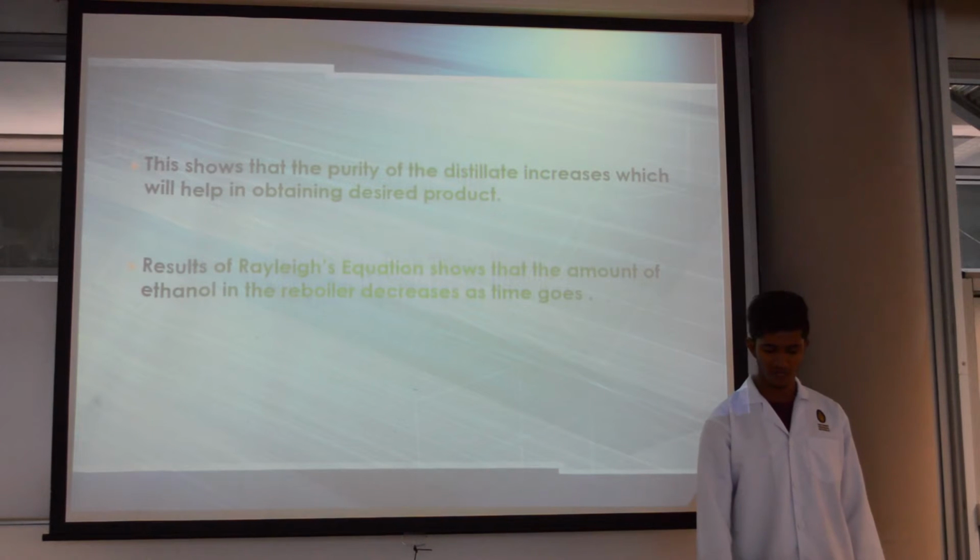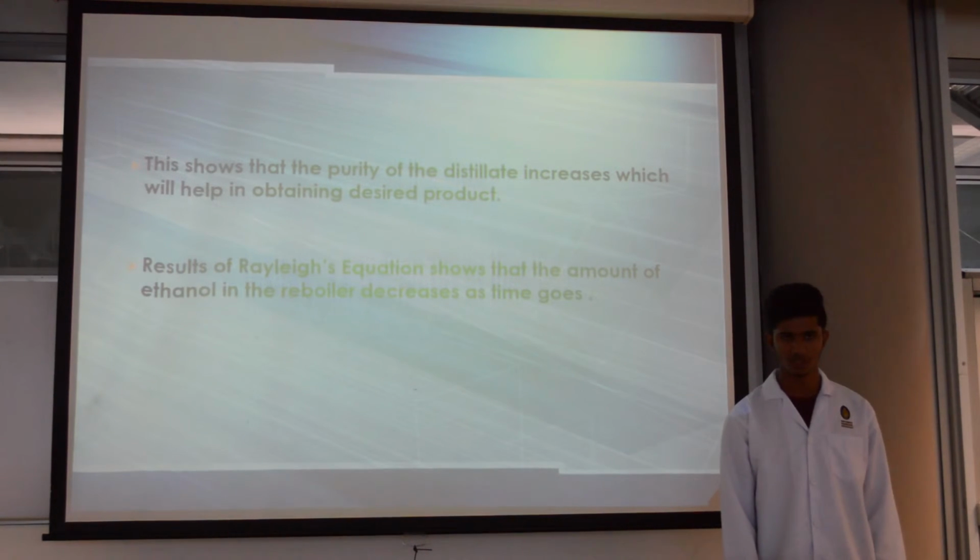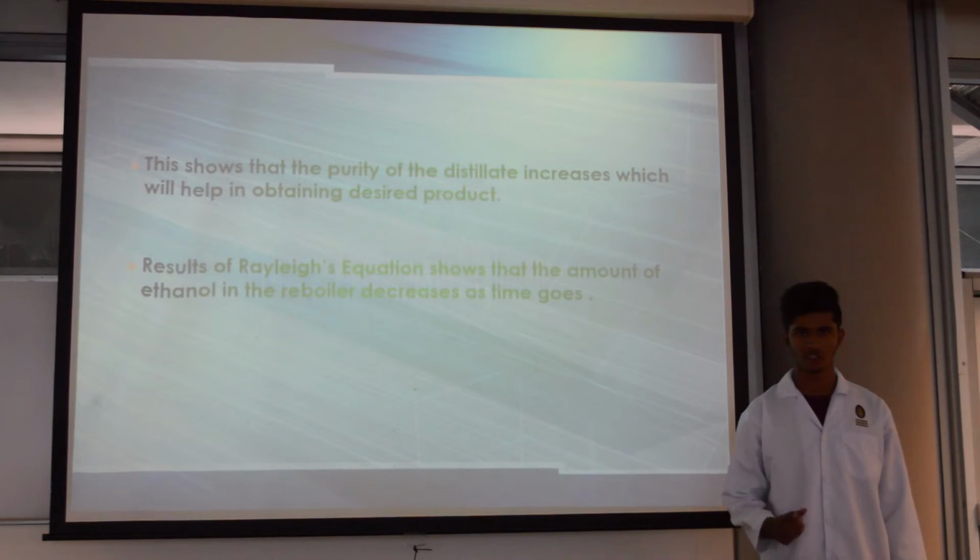And the results of the Rayleigh equation show that the amount of ethanol in the reboiler decreases as time goes. This is because only a certain amount of ethanol is recycled into the column, so the amount of ethanol will be decreasing as time goes. As a conclusion, the distillation at constant reflux shows more significant changes in the composition of ethanol in the distillate.